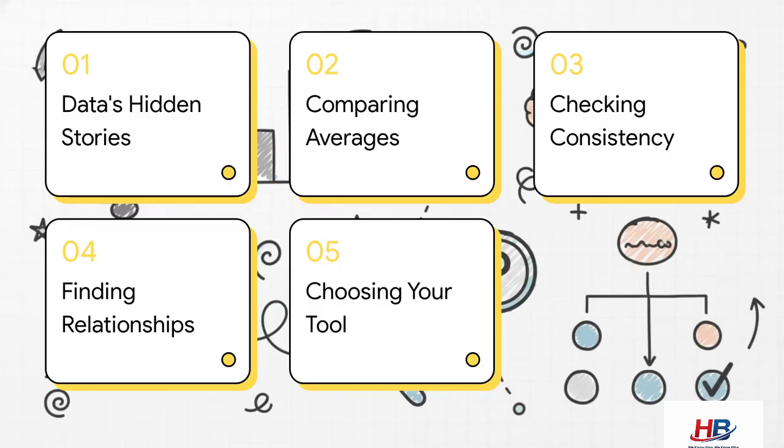So here's our game plan. First up, we'll talk about these hidden stories in our data. Then we'll get into our three main tools. We're going to grab our magnifying glass to look at averages. After that, we'll do a consistency check to understand spread. And finally, we'll get to the fun part, connecting the dots to find relationships. And, most importantly, we'll wrap up by figuring out how to choose the right tool for the right job.